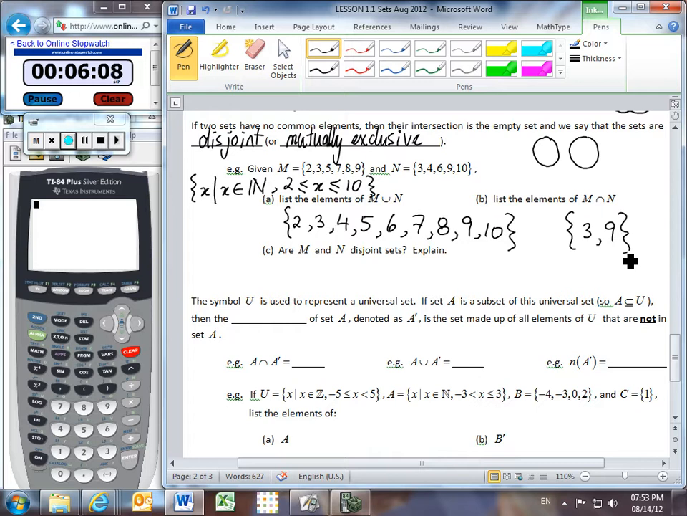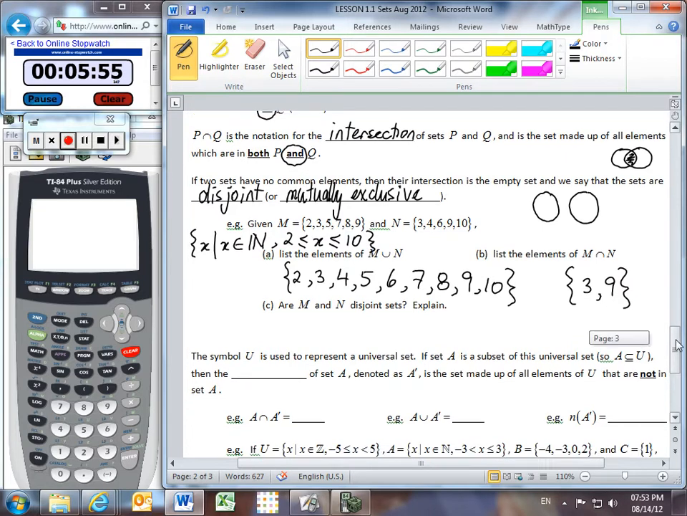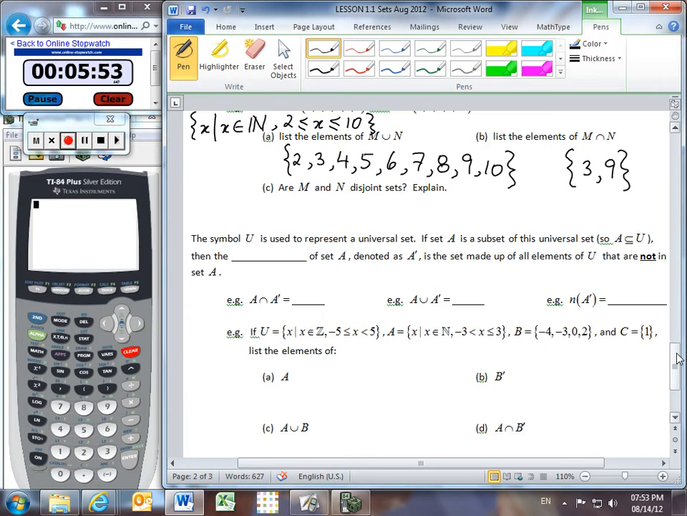Part C. Are M and N disjoint sets? Well, no, because their intersection is not empty. That is to say that our situation resembles more this one up here. Let me draw kind of a bigger Venn diagram of our situation.